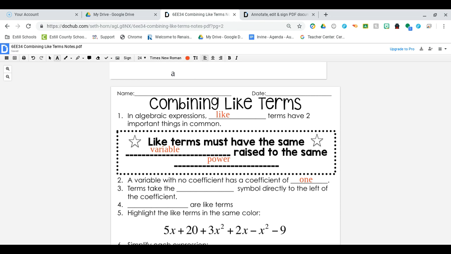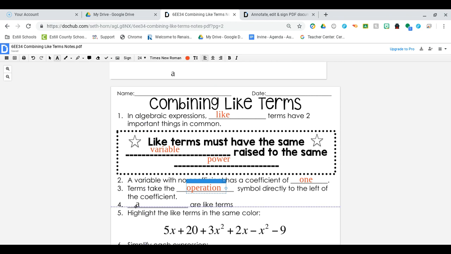Number 3: terms take the operation symbol directly to the left of the coefficient. So again, if you look down here at this example, we have 5x plus 20 plus 3x squared plus 2x minus x squared minus 9. When we're combining them in a minute, whatever it has in front of it is what you're going to do with it. So we have a minus x squared, so you would subtract x squared from the other x squareds. Or you have a plus 20, you would add that to the other numbers.